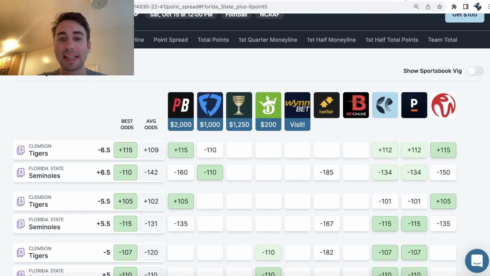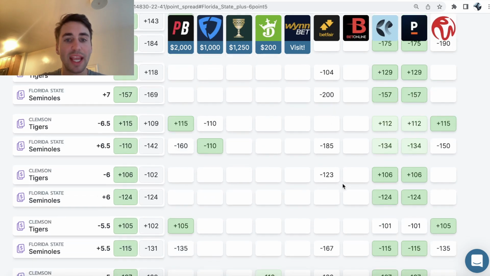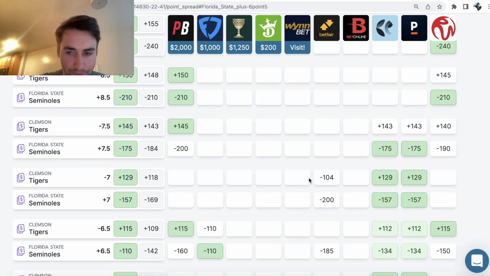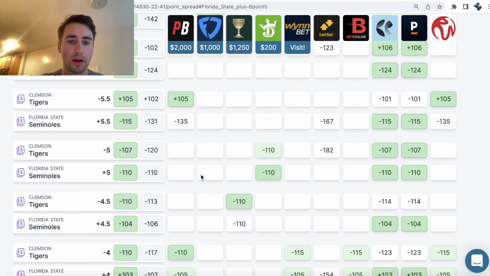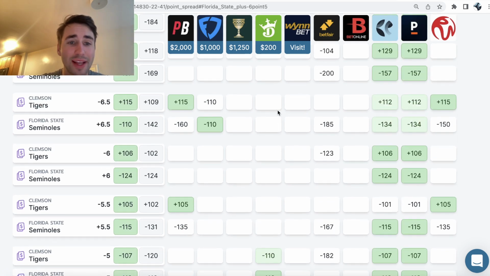The second bet, as I said, is going to be Florida State versus Clemson. So once again, that was an arbitrage bet. And what you'll notice is we were able to pick up Florida State plus 6.5 right here. Most sportsbooks have the spread at 4 to 5, and we're getting plus 6.5 on FanDuel. PointsBet has this minus 160, Betfair minus 185, Pinnacle minus 134, Resorts World Bet minus 150. We're getting this minus 110.